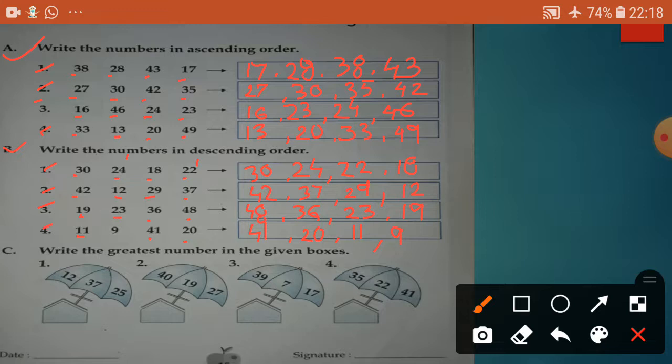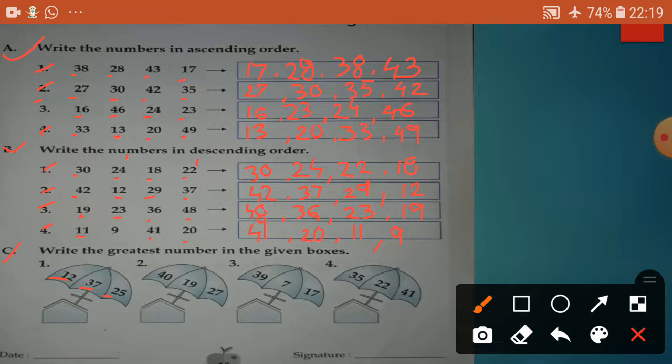Now question C. Write the greatest number in the given boxes. See here, 3 numbers is here. Again 12, 37, 25. So you see here, tens, 1, 2, 3. You count na. Tens you count. 1, 2, 3. So 3, obviously you see here. See 37 is big number.